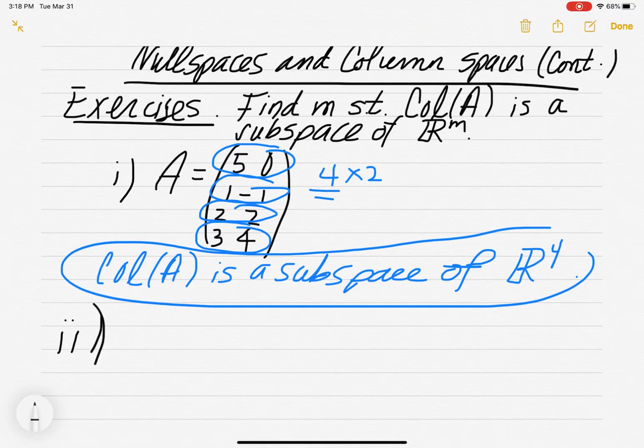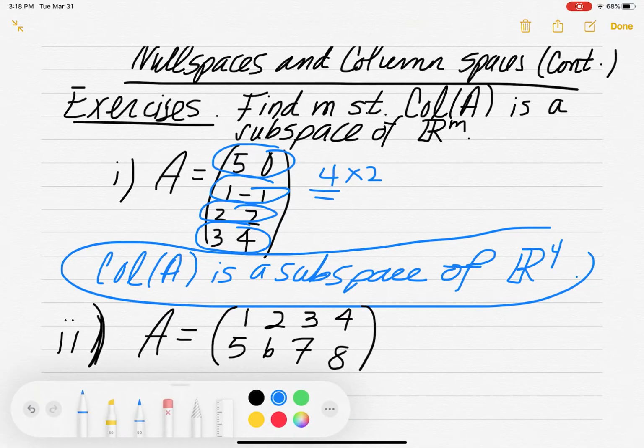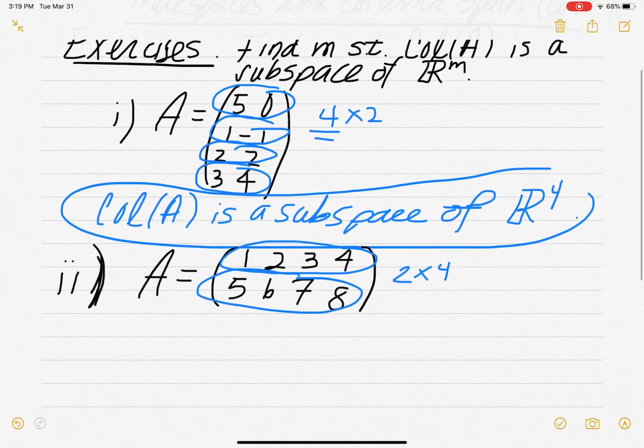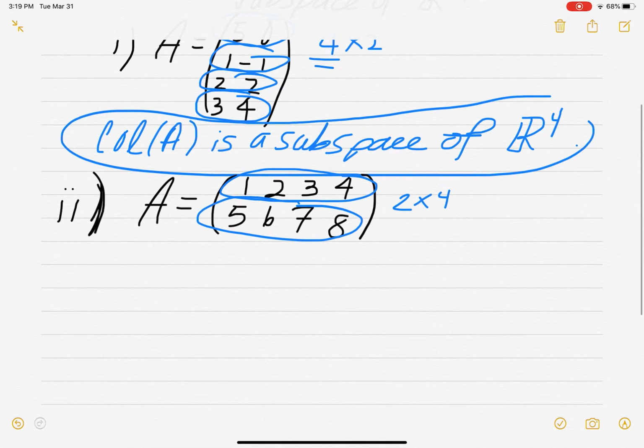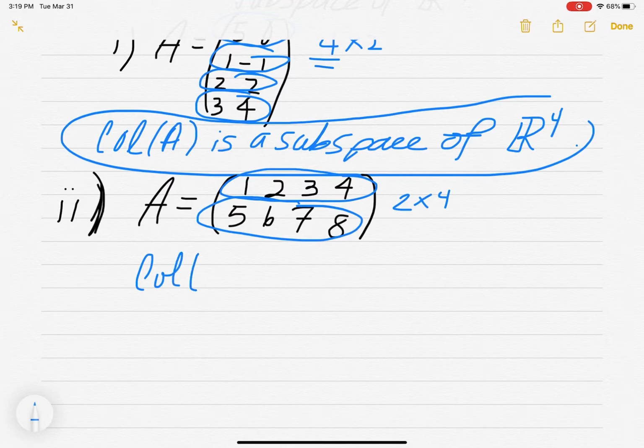So you've got another matrix, capital A. It looks like 1, 5 in the first column, second column is 2, 6, third column is 3, 7, and the fourth column is 4, 8. If you look at this matrix, it has basically 2 rows. It's a 2 by 4 matrix. So the column space is going to be a subspace of R2.